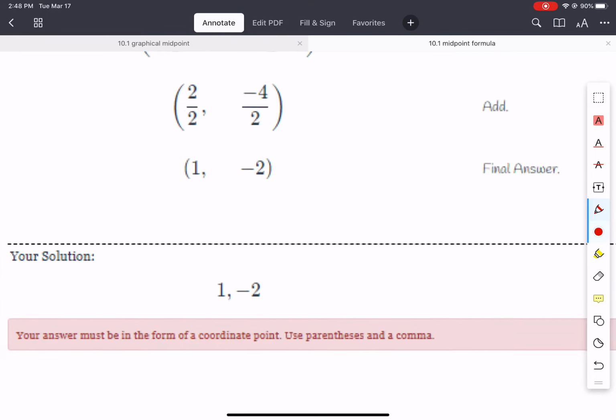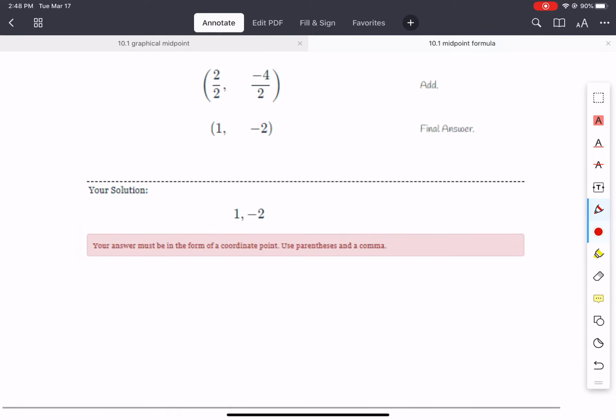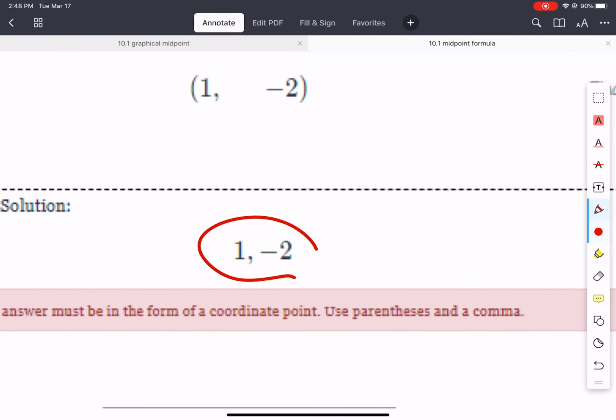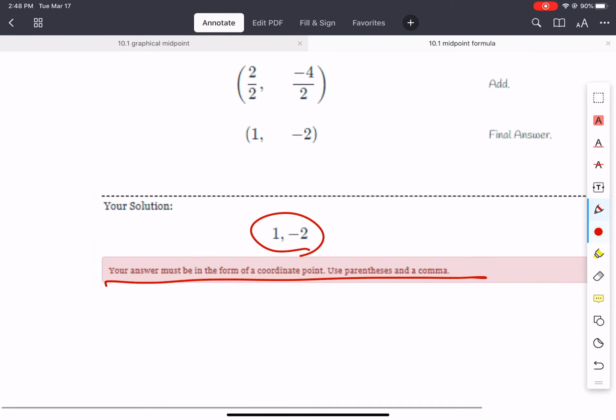Now on this one, it says I got it wrong even though I said 1 comma minus 2. And then it here says your answer must be in the form of a coordinate point, aka parentheses and a comma. So even though I had all the math right, the computer said it was wrong because I didn't have parentheses.